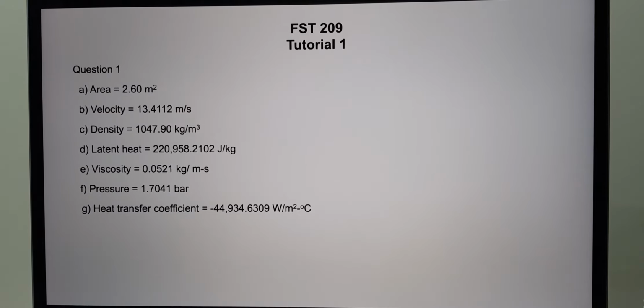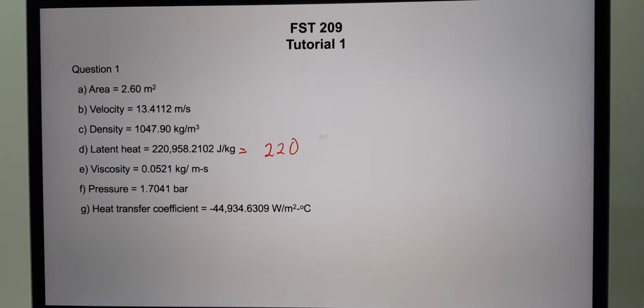220958.2102 joule per kilogram. Or if you want to simplify the answer, you can simplify because the value is joule. You can also simplify as 220.96, for example, kilojoule per kilogram. Okay, because this one, the unit is in joule. So if you want to simplify the value, you can simplify by moving 3 points. Okay, you can divide by 1000 so that you can put the answer as kilojoule.